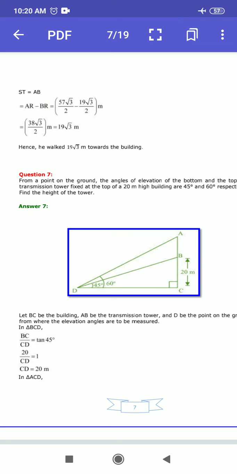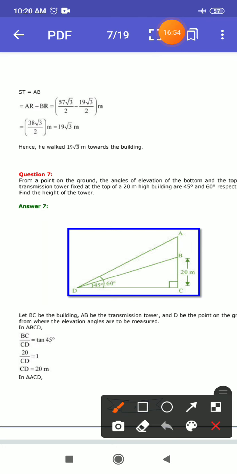This is 57 under root 3 upon 2, and this value is 19 under root 3 upon 2, that is the AR and BR value, and then after subtracting, you get 38 under root 3 upon 2, and you have to divide the 38 by 2, that value is 19 under root 3, and this is the distance that is covered by the boy toward the building.